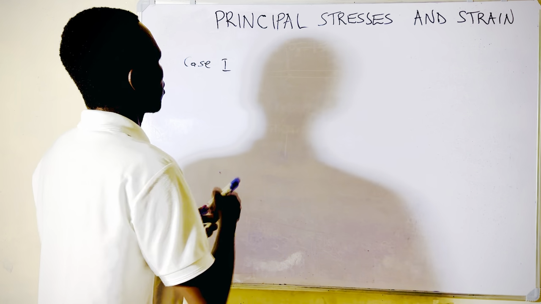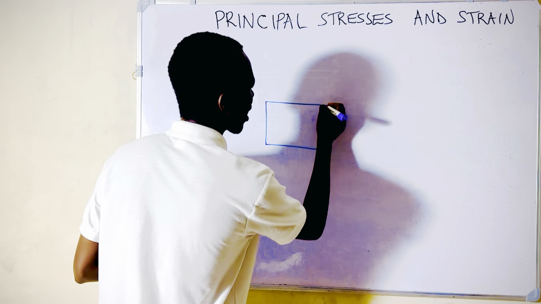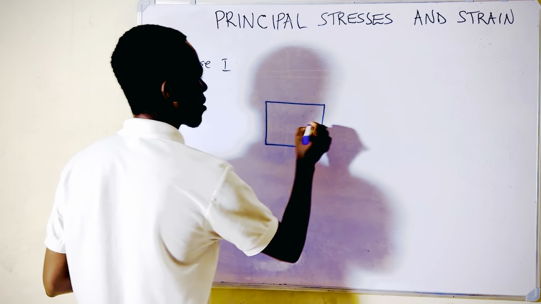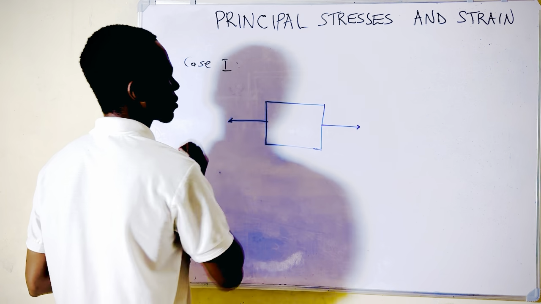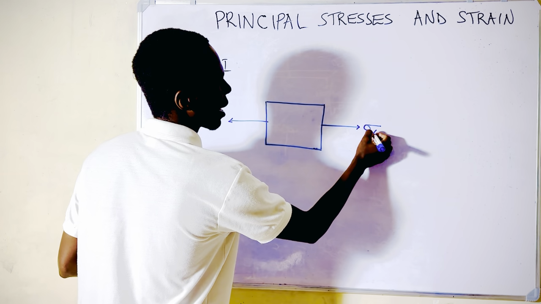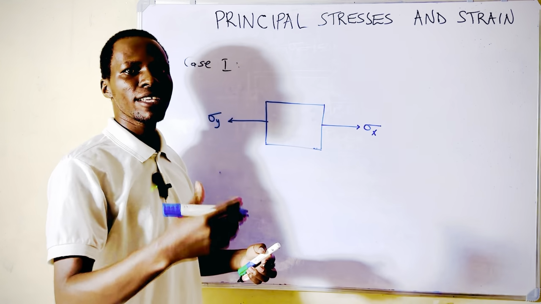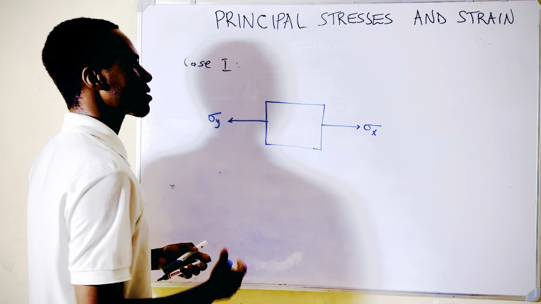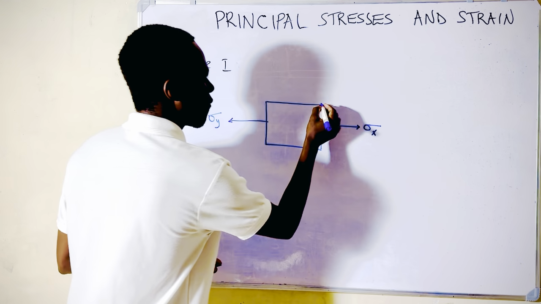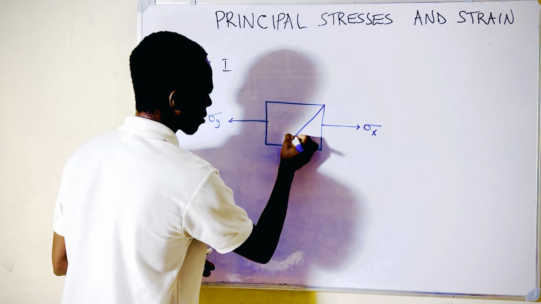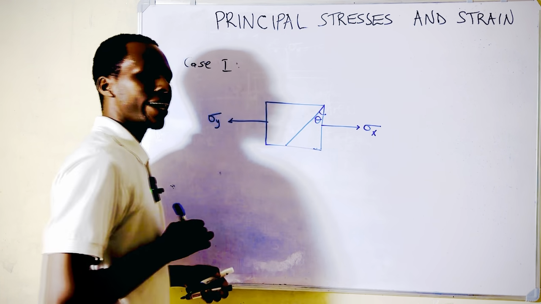Case 1, we're having a particular member subjected to a direct stress, only one. Let us call this one sigma x and this one sigma y. Along the way, as we go, I'll be explaining some of the terminologies involved in solving this. So this is sigma x, which stands for stress. Now, if we have a plane inclined, and this is the oblique angle, let's call it theta.